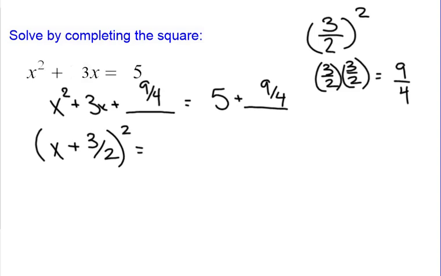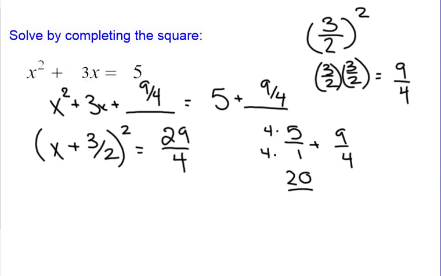This would be 5 and 9 over 4. Well, 5 and 9 over 4 is 29 over 4. So that's one way of adding fractions. Again, other ways to add fractions is you can get your common denominator. So I'd have 5 over 1 plus 9 over 4. Well, common denominator would be 4, so I'm going to multiply this by 4 and that by 4, and I get 20 over 4 plus 9 over 4 is 29 over 4.